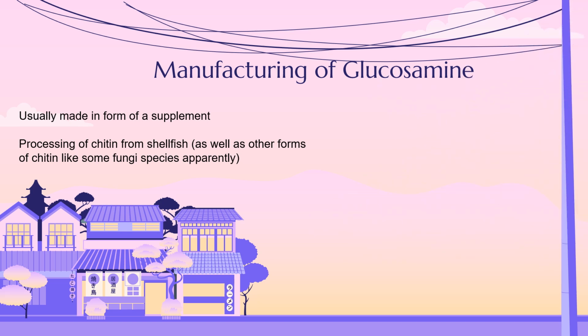Glucosamine is usually manufactured in the form of a supplement, like a pill, and it takes processed chitin from shellfish, most notably. Some fungi species also apparently produce chitin, which I thought was pretty interesting.